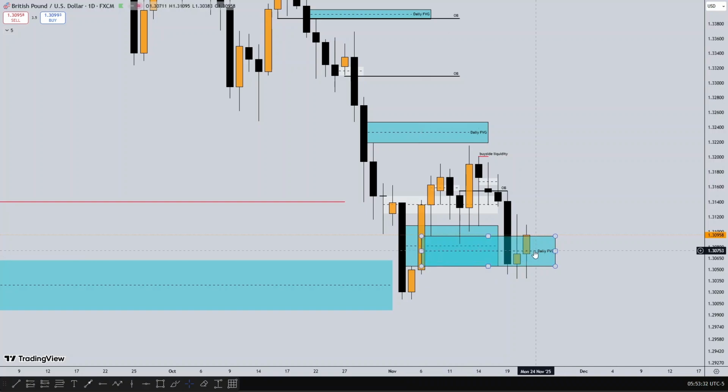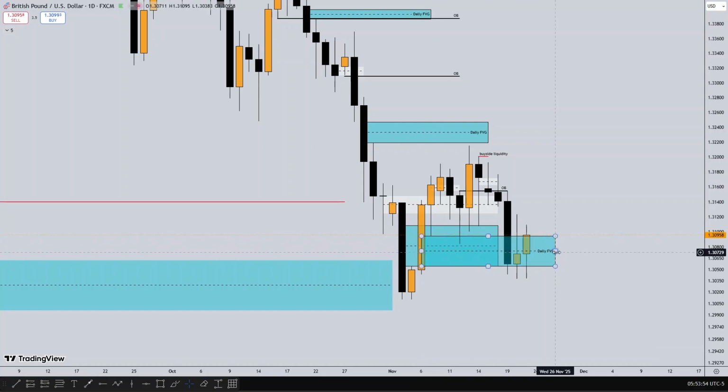And on Thursday, price did a retracement back to the range. And on Friday, price stayed inside Thursday's range. Price did not go outside Thursday's range. It was a ranging day on Friday on GBP/USD. So price stayed inside the range of Thursday, inside the daily fair value gap.